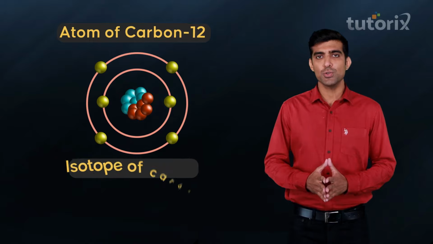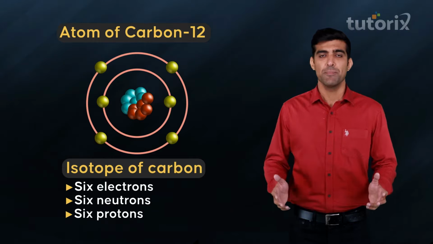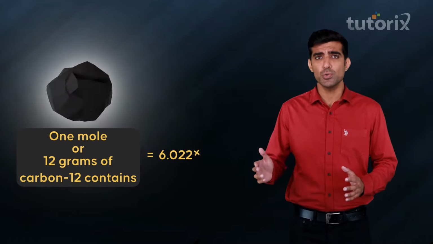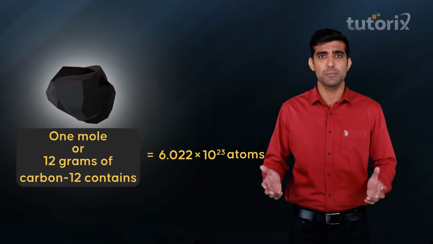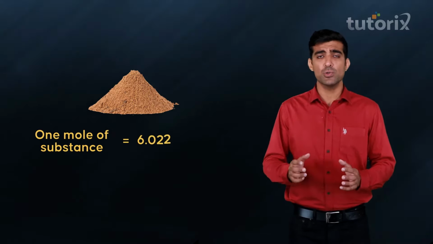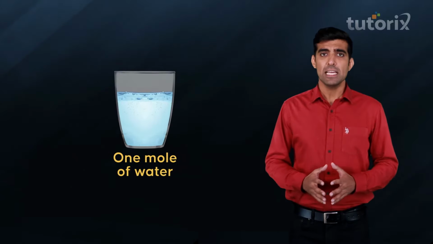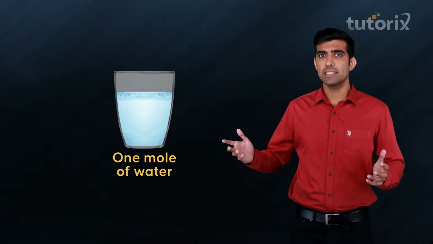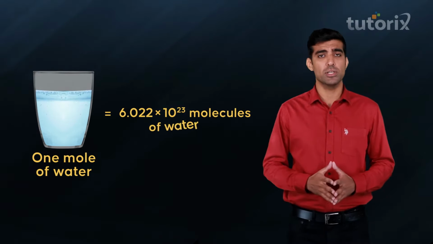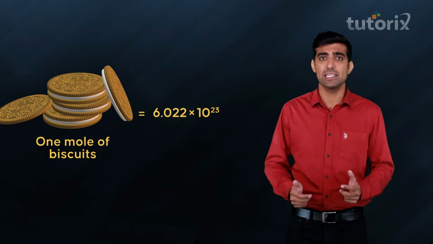Carbon 12 is an isotope of carbon. It has 6 electrons, 6 neutrons, and 6 protons. 1 mole or 12 grams of carbon 12 contains 6.022 into 10 raised to the power 23 atoms. In general, 1 mole of any substance contains 6.022 into 10 raised to the power 23 particles of that substance. For example, if we have 1 mole of water, it means it has 6.022 into 10 raised to the power 23 molecules of water. 1 mole of biscuits will have 6.022 into 10 raised to the power 23 biscuits.